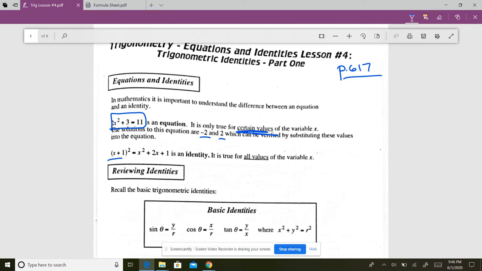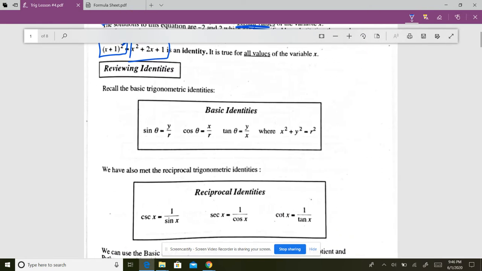But if I take this and I say x plus 1 squared is equal to x squared plus 2x plus 1, it's true for all values, okay? Doesn't matter what number you put in there. Those sides are equal. The left side of the equation, this one, is equal to the right side of the equation.